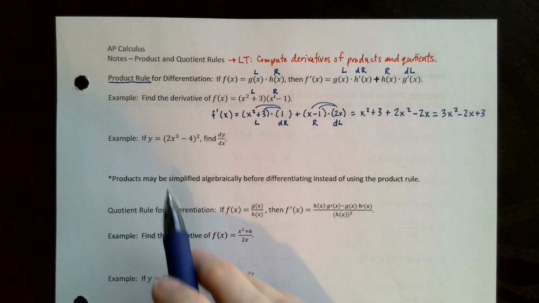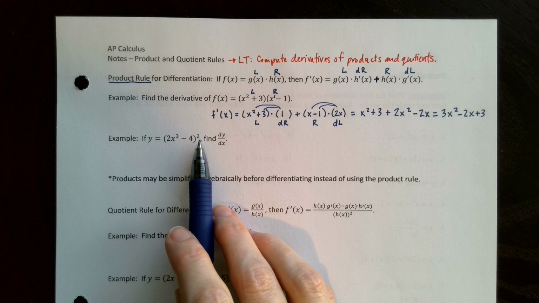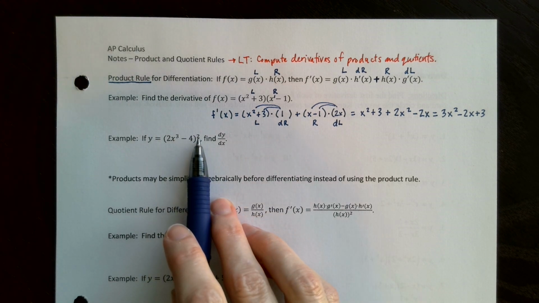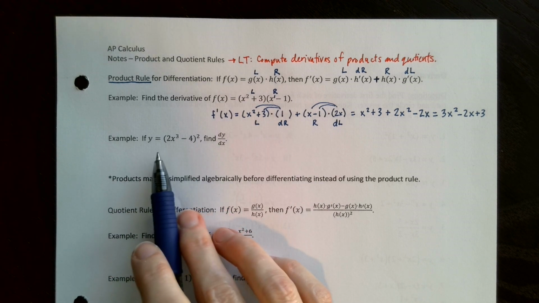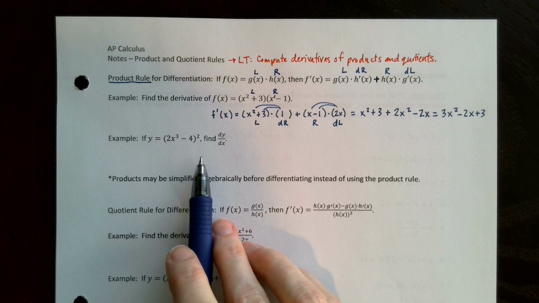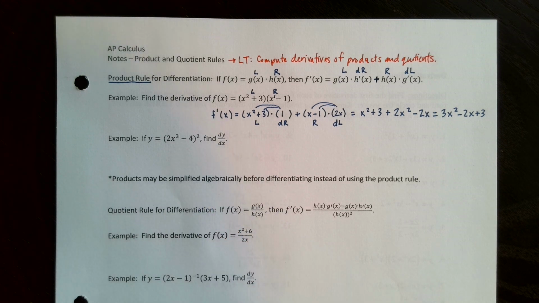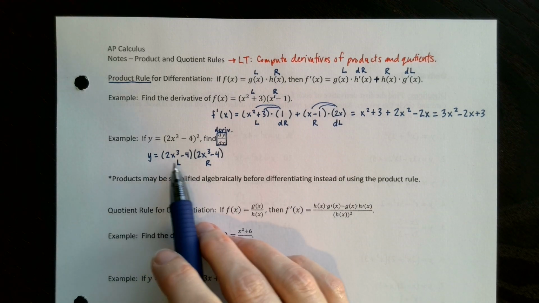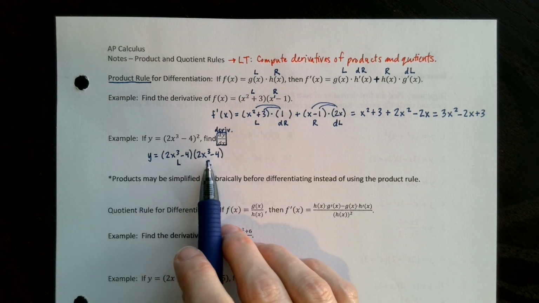Our second example doesn't look like a product at first until we think about what it means for a quantity to be squared, and it means it's being times by itself. So if we write that twice, we're going to see that we do indeed have a left and a right. They'll just happen to be the same function or expression. So I set up our function as the product of two of these binomials.